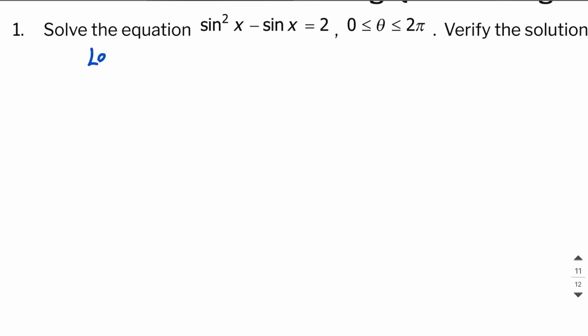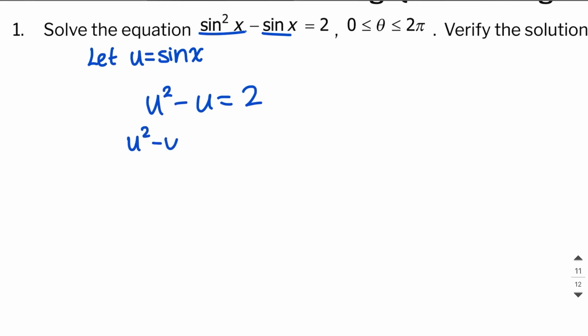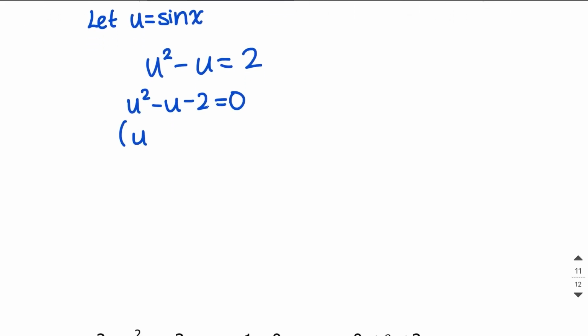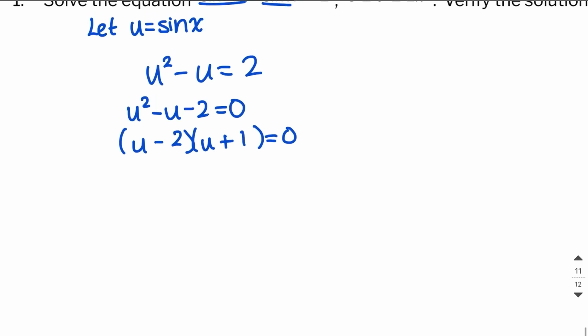So if I let u equal sine of x, then I can replace sine squared x with u squared, replace the sine x with minus u, and then equals 2. And then I can get everything together on one side because this is a quadratic equation, and then I would factor. Right? That's one option that I have for solving quadratic equations. So I would have a minus 2 and a plus 1. So here, this means that u would either equal 2 or u would equal negative 1.